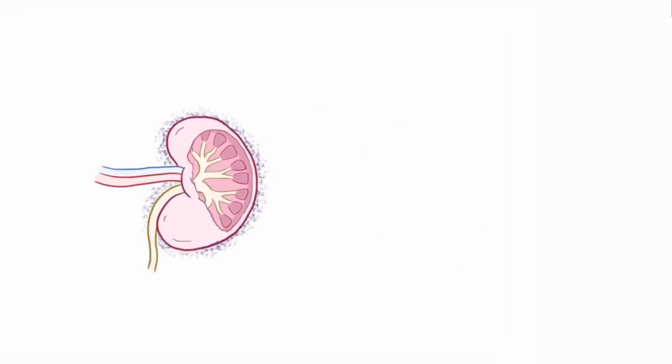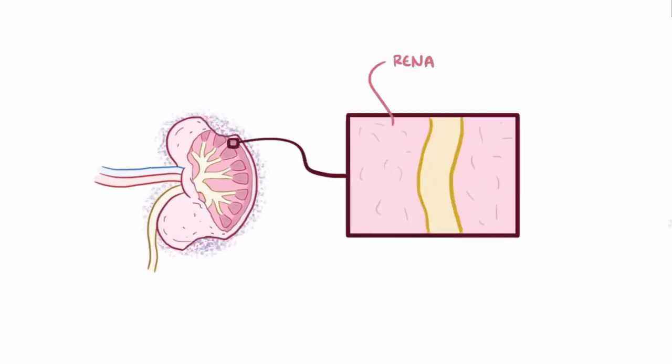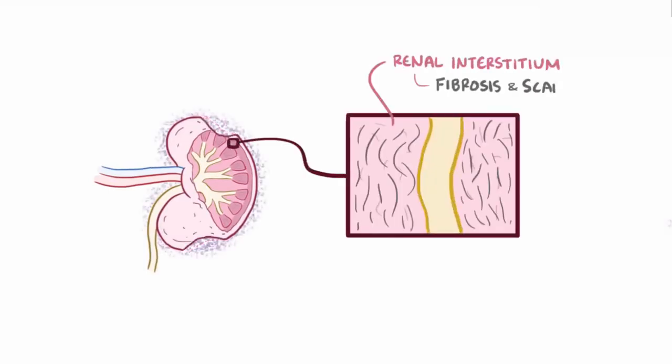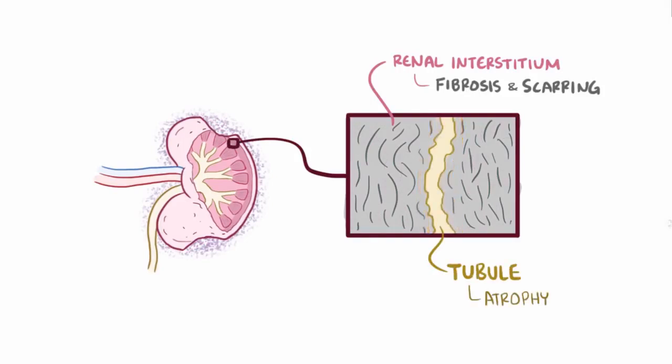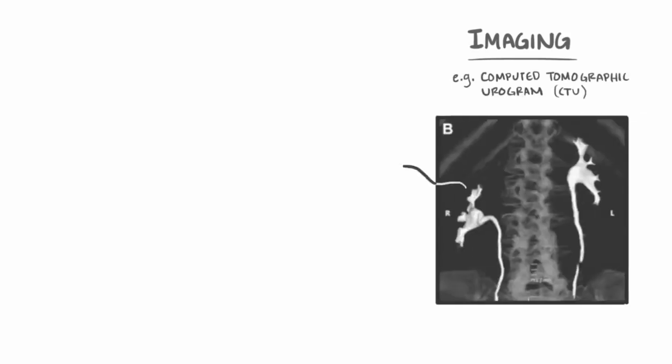Although one episode of inflammation might not lead to any permanent damage, recurrent episodes of inflammation eventually lead the renal interstitium to undergo fibrosis and scarring, and the renal tubules atrophy, and these changes are generally found in the upper and lower poles of the kidney. Also, on imaging studies, like for example computed tomographic urogram or CTU, the renal calyces become blunted or flattened.